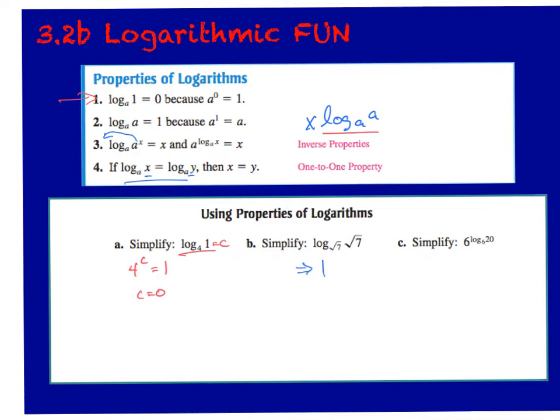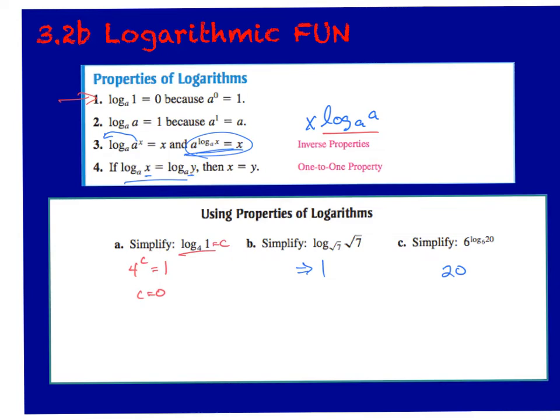All right. And then let's do this one. I have 6 to the power of log base 6 of 20. On this one, I need to remember my inverse property, and so that would actually be 20. It's set up just like this inverse property.